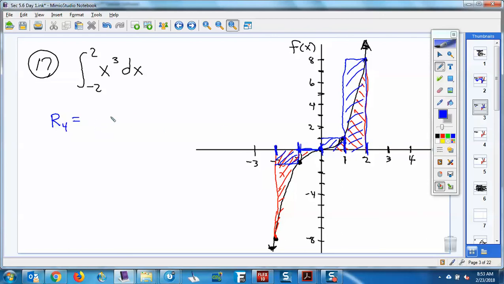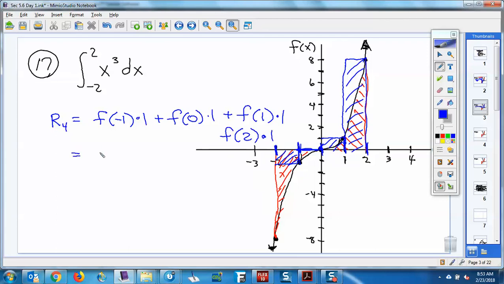So R4, so what's this? Now this starts, instead of f of -2, what's our first right edge? It's at -1. So this time it's going to be f of -1 times 1 plus f of 0 times 1 plus f of 1 times 1, which is where we stopped last time. This time we go all the way to f of 2 times 1. So that's going to be -1 plus 0 plus 1 plus 8, which gives us a total area of 8, which, again, is obviously way too much positive area, we can tell from our picture.